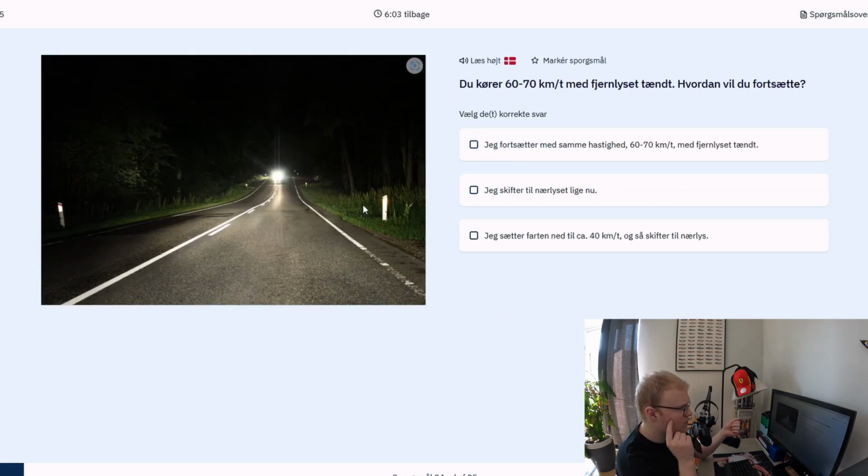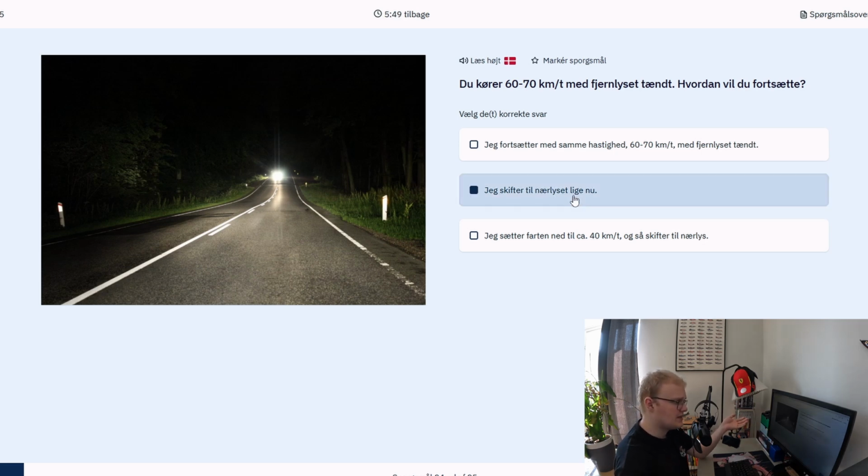Okay. You're driving 60 to 70 kilometers an hour with high beams on. I continue with the same speed and my high beams on. I don't do that because I can't see. I will blind him. I change to my normal lights. That's true. I slow down to 40 and turn on my normal lights.